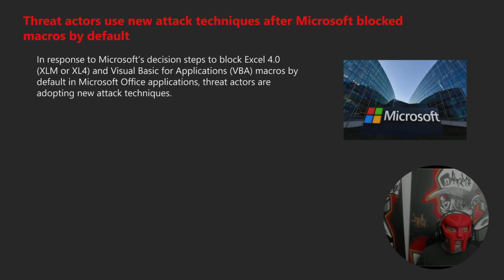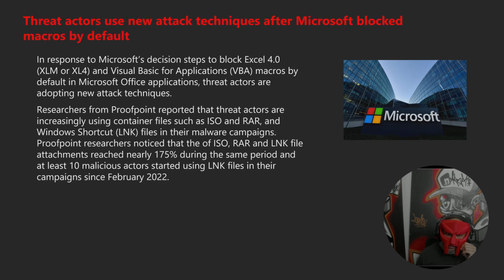We start off today with phishing. In response to Microsoft's decision to block Excel 4.0 and Visual Basic for Applications macros by default in Microsoft Office applications, threat actors are adopting new attack techniques. Researchers from Proofpoint reported that threat actors are increasingly using container files such as ISO and RAR, and Windows shortcut or link files in their malware campaigns.